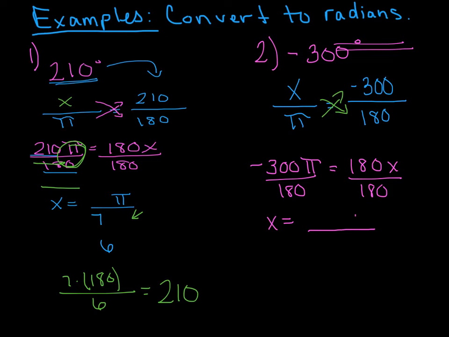My pi is going to stay in my numerator, and I'm going to simplify my negative 300 and my 180 in my calculator again. And once you type that in your calculator, you should get negative 5/3. So negative 5 pi over 3 is my answer.